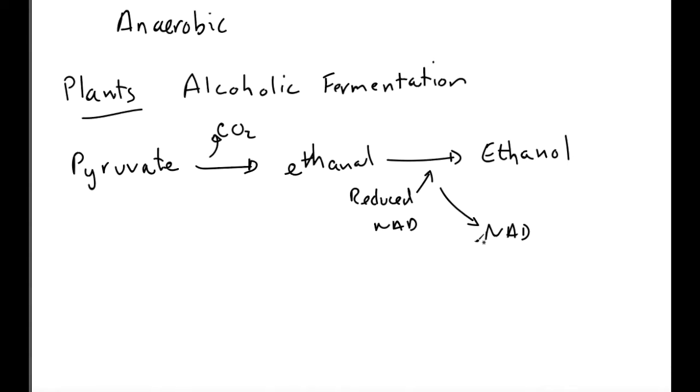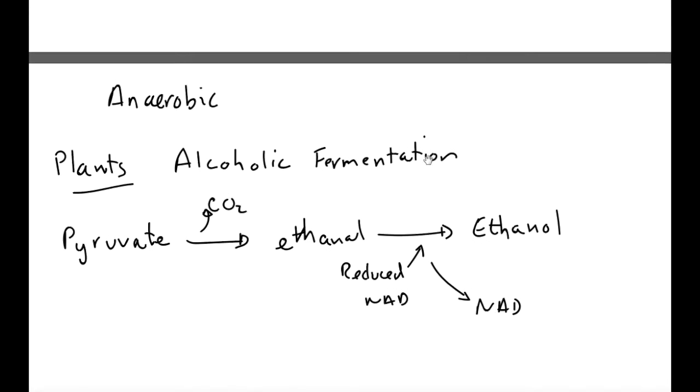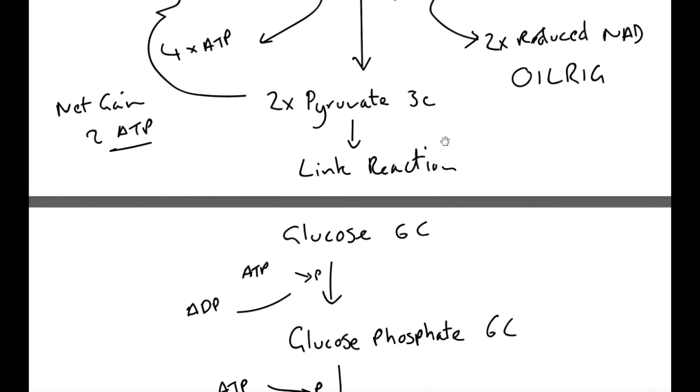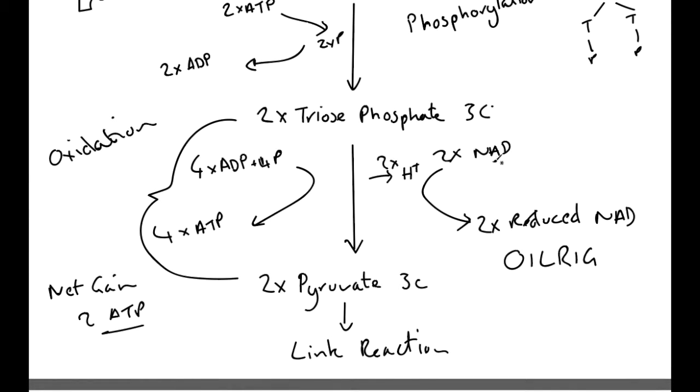Okay, now what happens, this NAD will go back to here and come back in the oxidation process and pick up some more hydrogens. Because remember, there's no oxidative phosphorylation in anaerobic respiration, so this just cycles round and round and round.